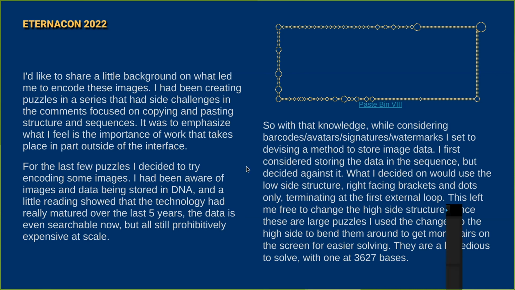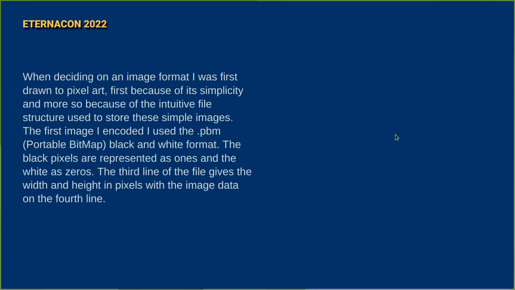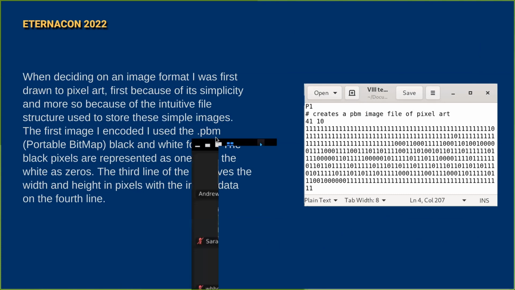So this left me free to change the high side structure. And since these are puzzles and they're large puzzles, I used the changes to the high side to bend them around to get the pairs on the screen for easier solving. They are a bit tedious. One of them's 3,627 bases. So up here, this Pastebin 8, I won't be solving this today. This was the simplest one, and there's a link to it there if you wanted to look at the comments.